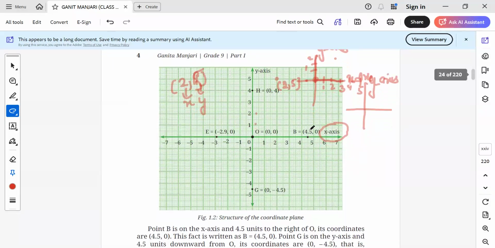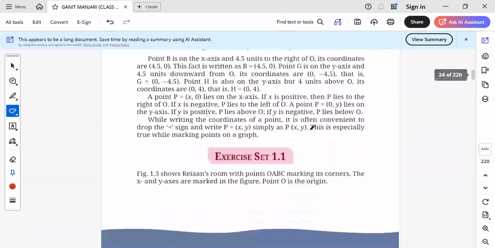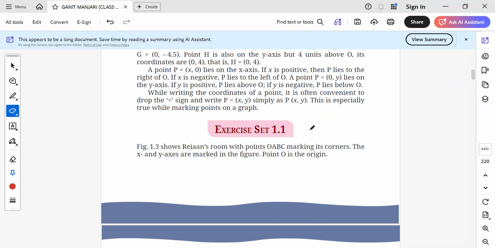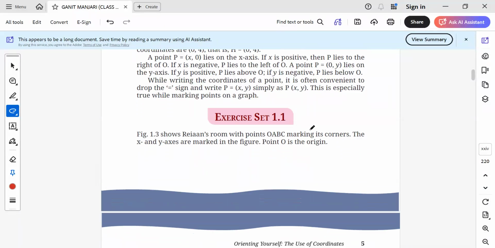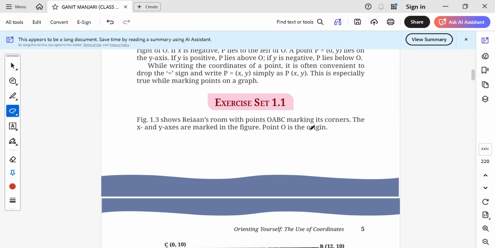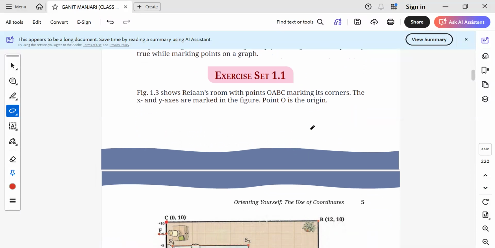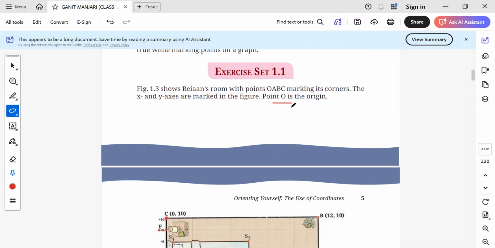Sure. So we will start with the questions. 1.1, it's quite easy. Figure 1.3 shows Rihanna's room with the points O, A, B, C marking its corners. The x and y axes are marked in the figure. Point O is the origin.